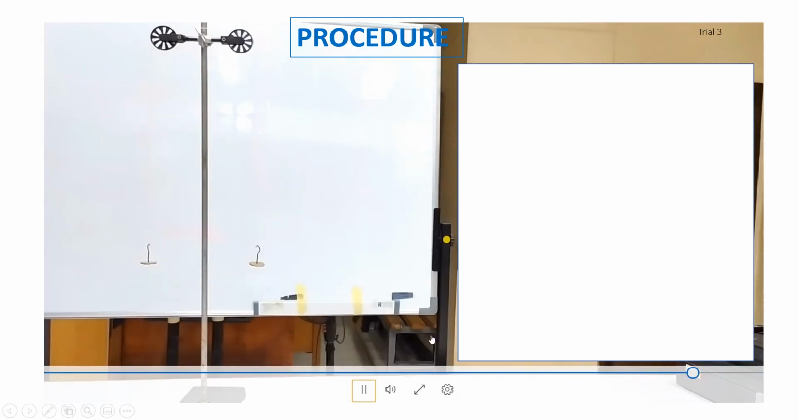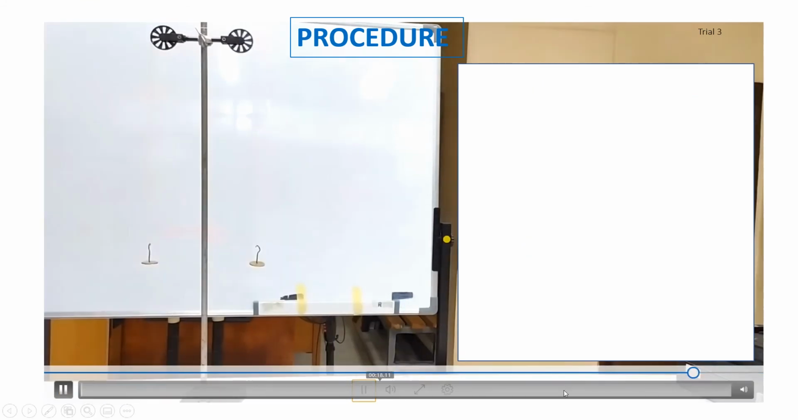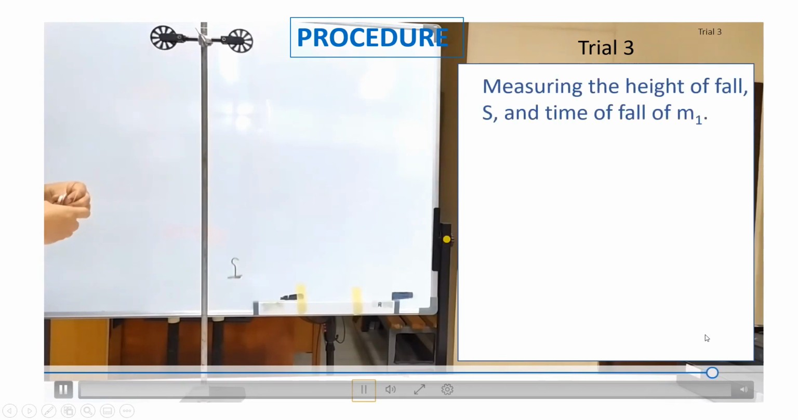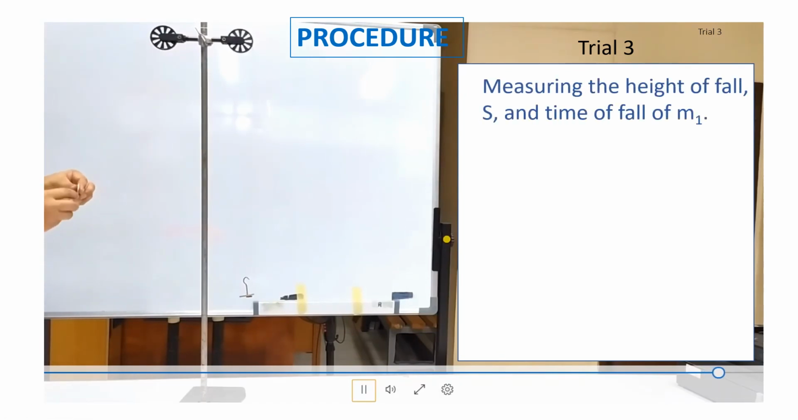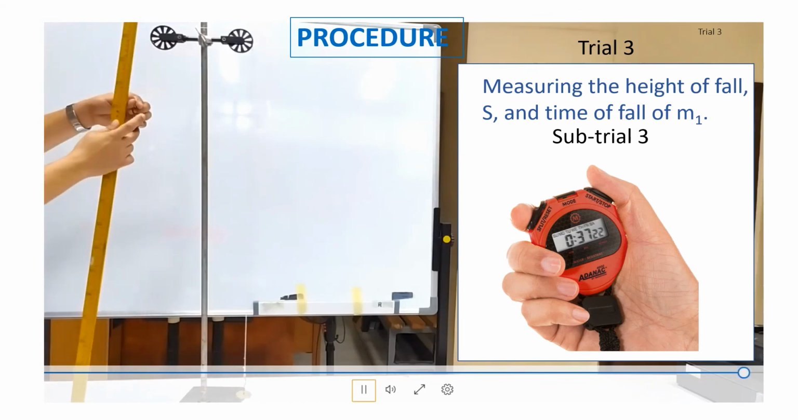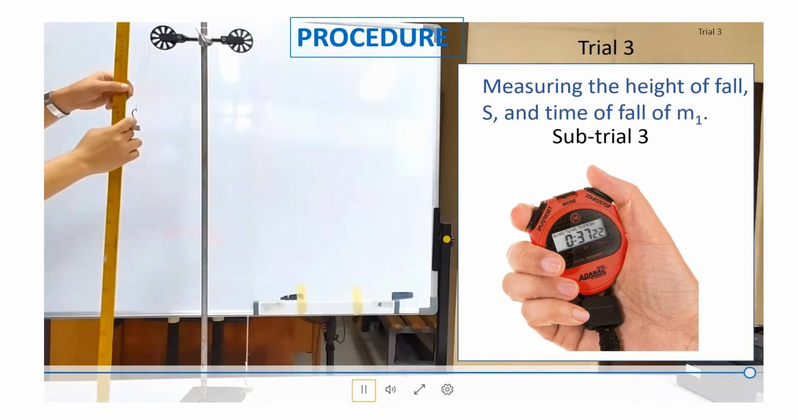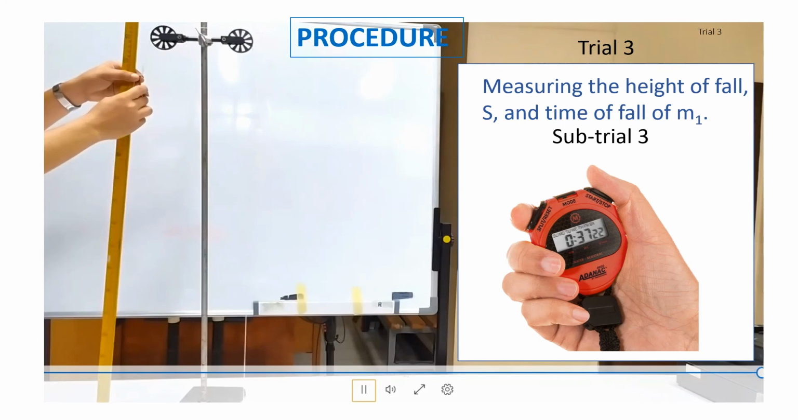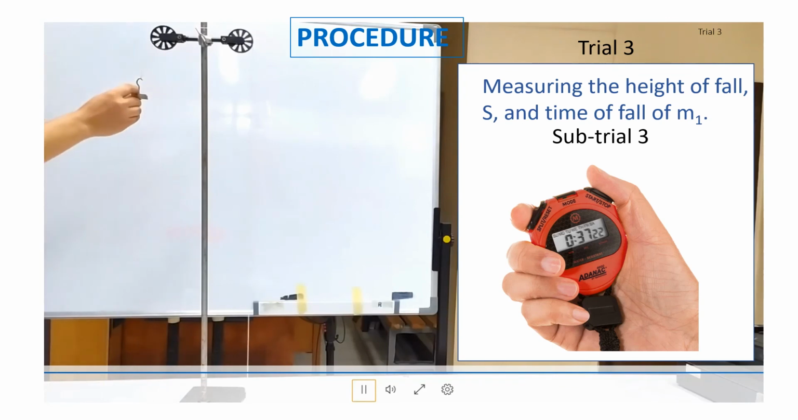Now for sub-trial 3 of trial 3, position m-1 and m-2. Measure the height of fall. It's the same as the other sub-trials. Measure the time of fall using the stopwatch. Observe carefully the release of the behavior mass. Start the stopwatch and stop once m-1 hits the floor. Read and record the time of fall for sub-trial 3.